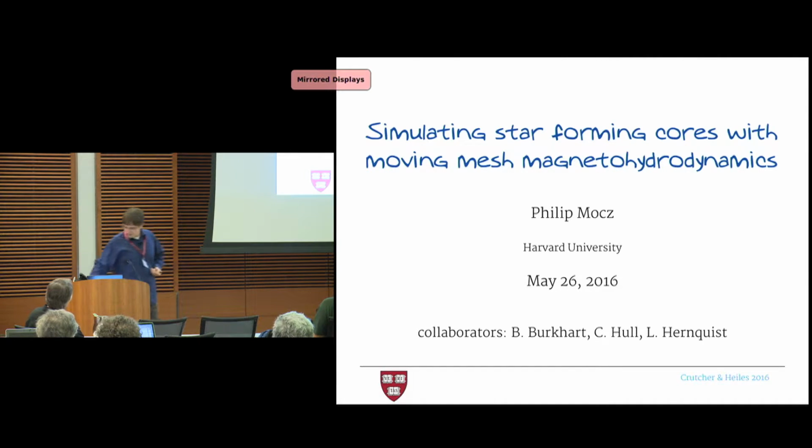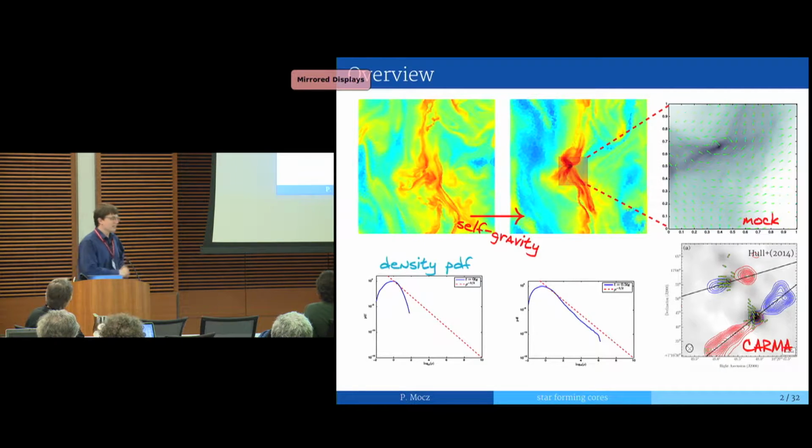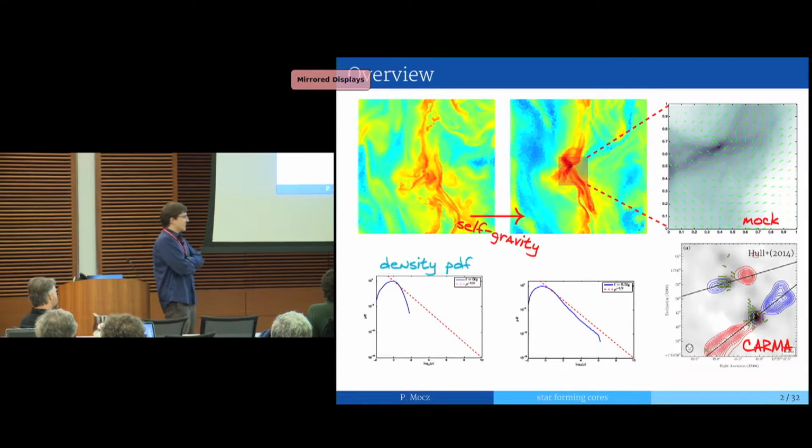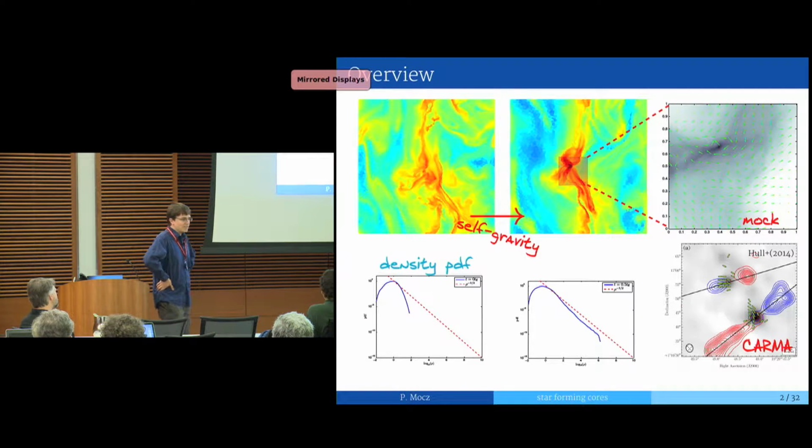Before I begin the talk, just to give a big overview of the types of simulations we're doing, I'm simulating isothermal ideal MHD turbulence and switching on self-gravity to form these star-forming cores, and creating mock observations to explain CARMA and ALMA scale data. This morning, Chat showed you some exciting observations of these cores where you have very complex morphology and topology of the magnetic fields, and we hope to explain this morphology with simulations.